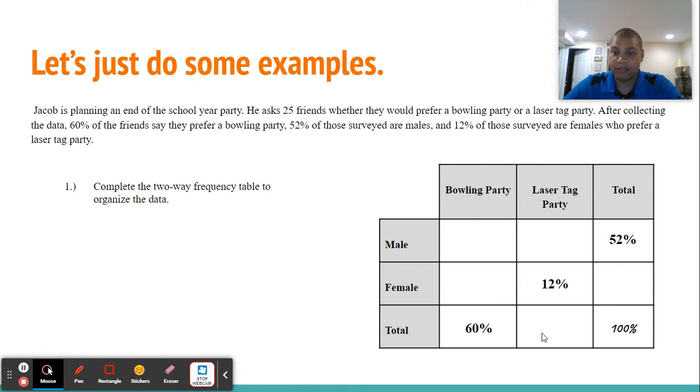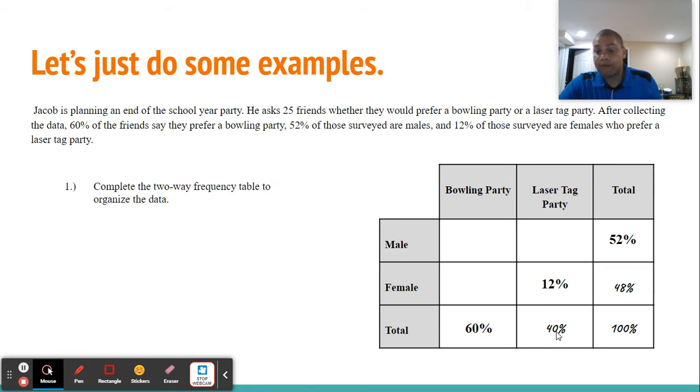The next that's going to be pretty easy to fill in is the rest of the totals. So if I know that I have to have 100% in my total, because that's what 100% means, well then 52 plus 48 is 100%. You can subtract to find that, right? 100 minus 52 is 48. Also 100 minus 60, the other one that we knew, is 40. So that's the percentage of people that wanted laser tag.